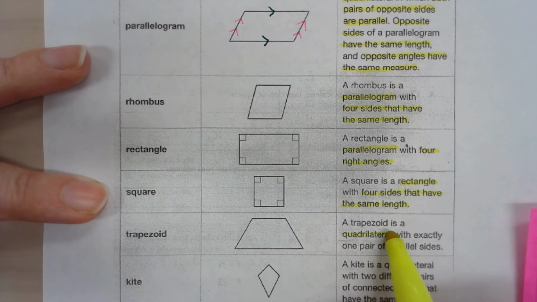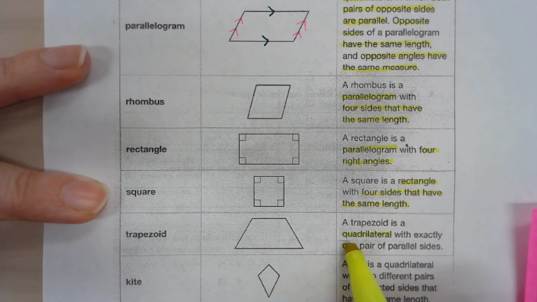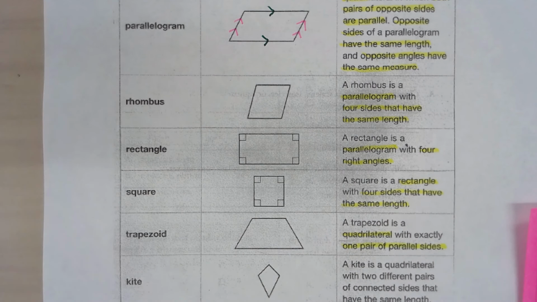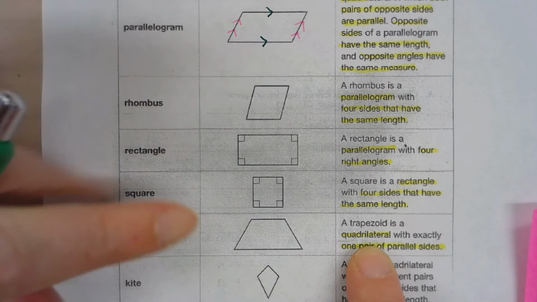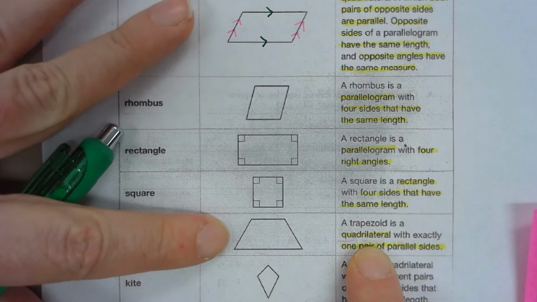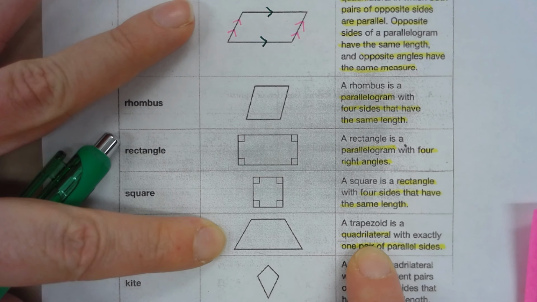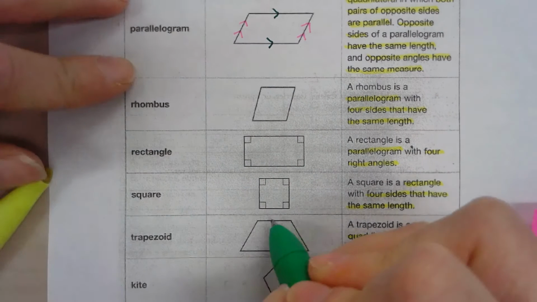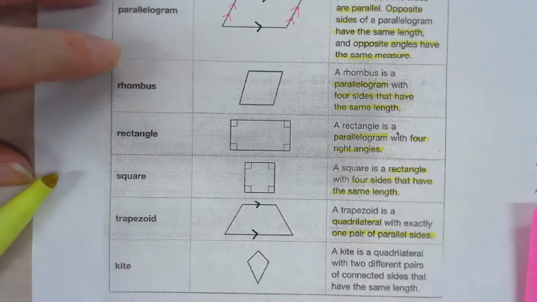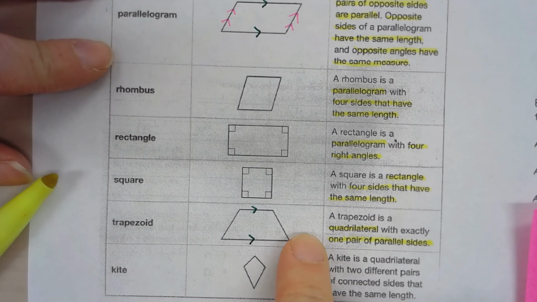A trapezoid is a quadrilateral, and it has exactly one pair of parallel sides. So notice it does not say that it's a parallelogram. It's not a rectangle. It's a quadrilateral. The reason is because a trapezoid does not have the characteristics of a parallelogram. Does it have two sets of parallel sides? No. It only has one pair of parallel sides. This set of sides is not parallel. Therefore, trapezoid is going to be one of those crazy aunts or uncles in the family tree. Yeah, sure, they're related.